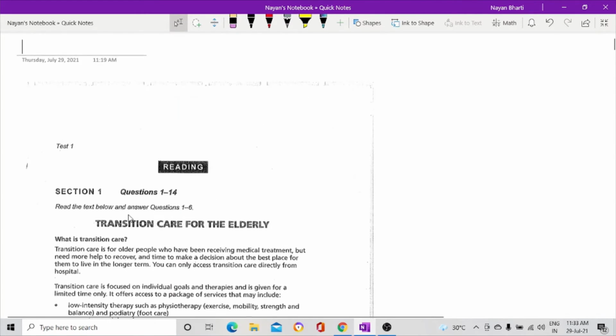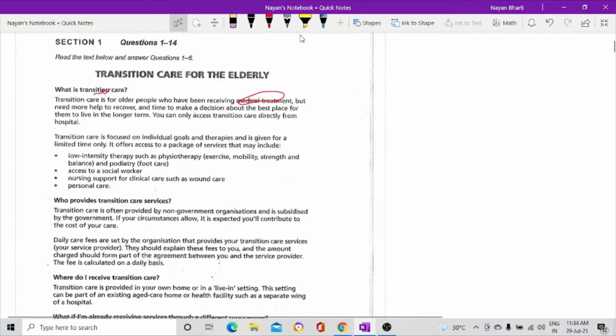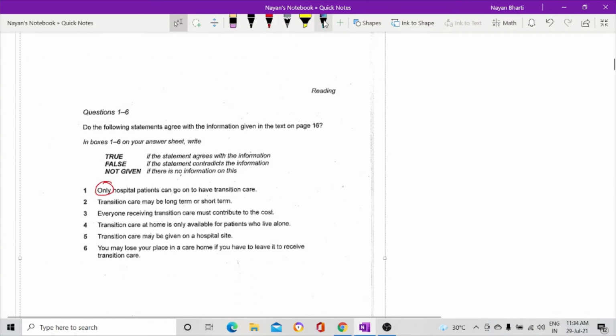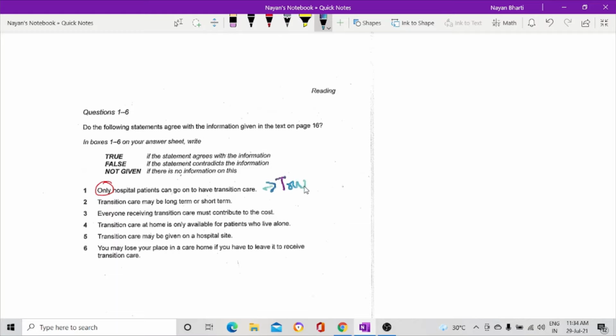In the passage it's saying transition care is for the older people who have been receiving medical treatment. Very clearly they have said that the people who are receiving medical treatment, that means those are the patients. So transition care is for those who are receiving medical treatment. That is completely matching. Yes, so this answer is going to be true. Okay, so this is a true.